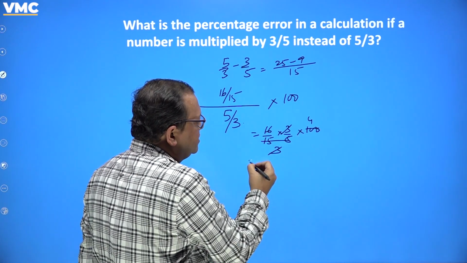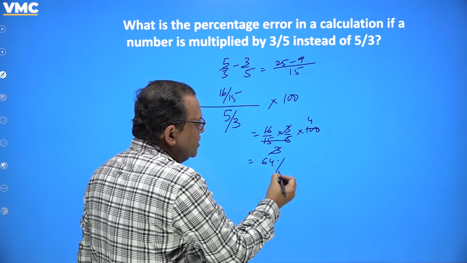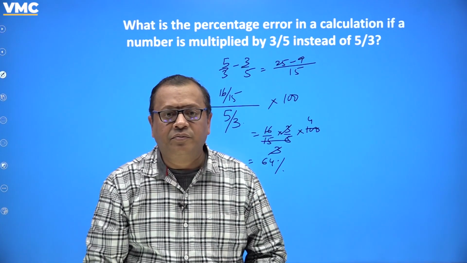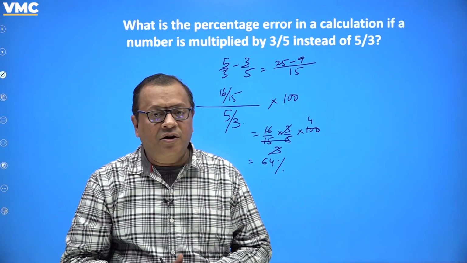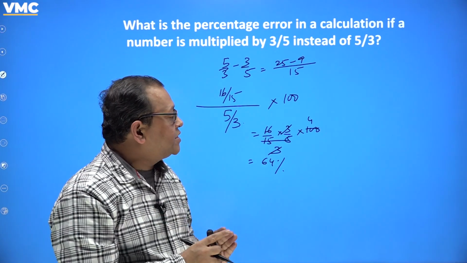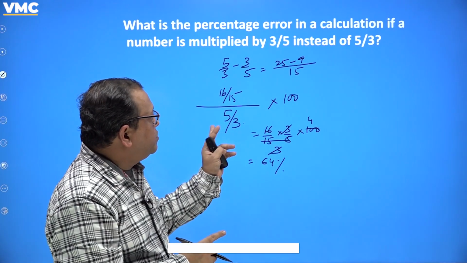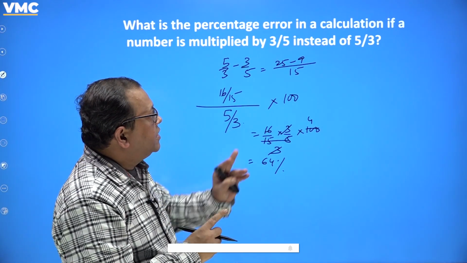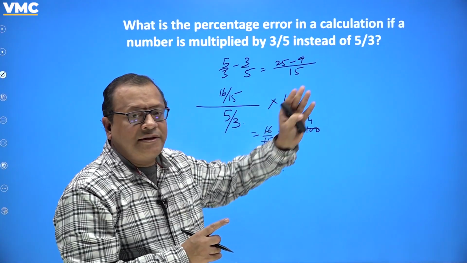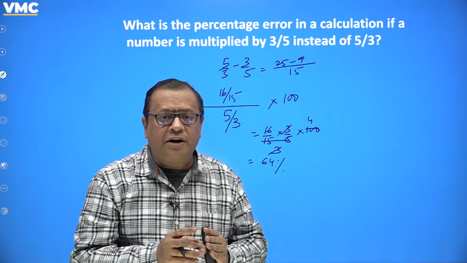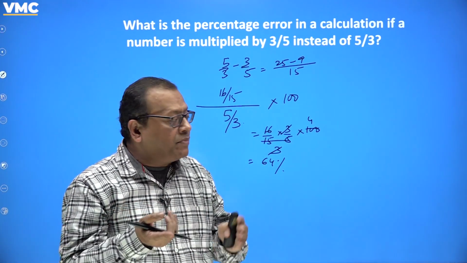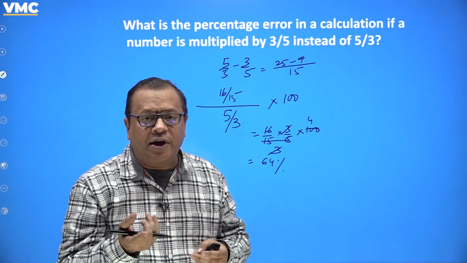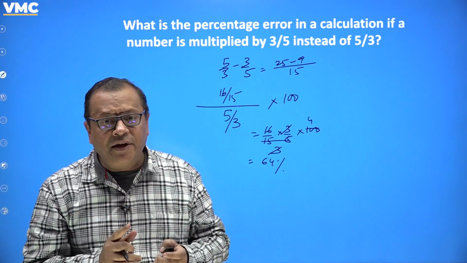3 and 3 cancels. It is 64%. So error is 64%. Right? Quite often the students make the mistake that they take the base to be 3 by 5. That should not happen because the question says that it has to be multiplied by 5 by 3. So the error has to be calculated on the base of 5 by 3.